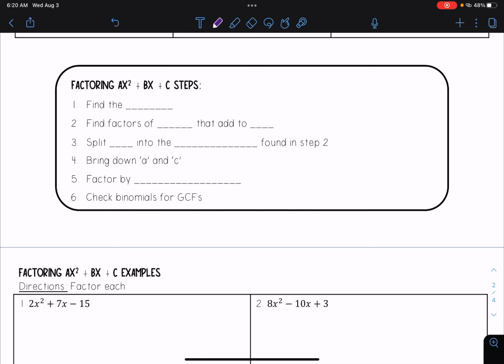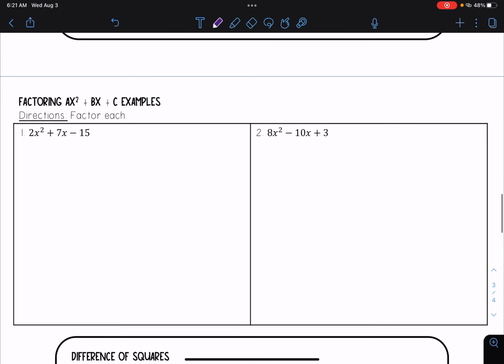So step 1, as always, is to find the GCF, if there is one, and factor that out. Next, we're going to find factors of AC, so that means we're multiplying a times c, that add to b. And then we're going to split b, my middle term, into the factors found in step 2. Then we'll bring down a and c, factor by grouping, and then check binomials for any GCFs to factor that out. So let's go through a couple of examples.